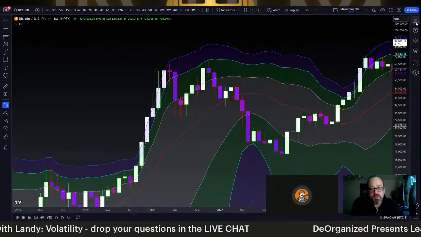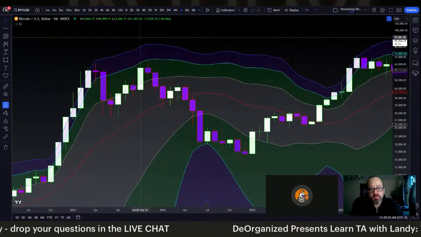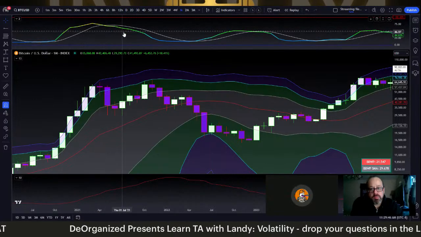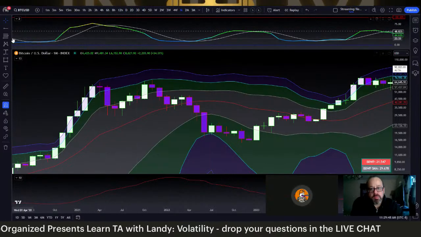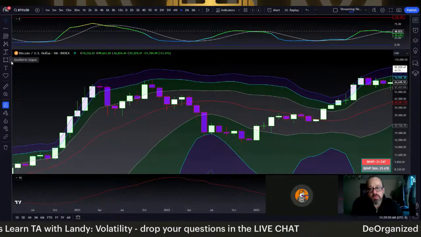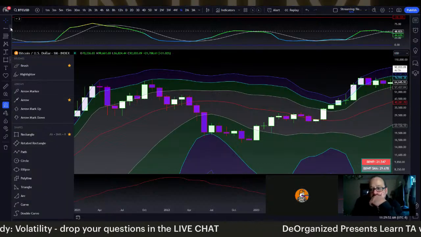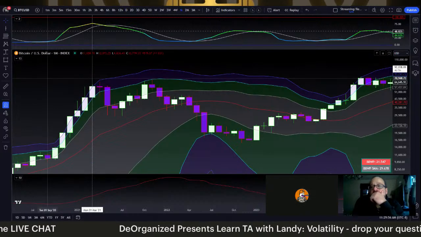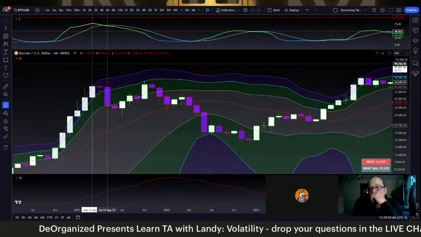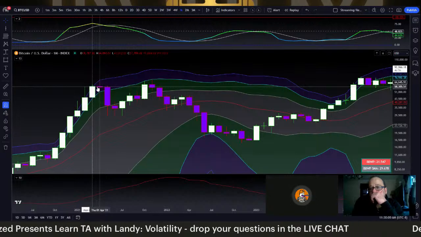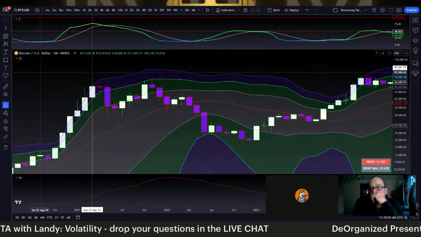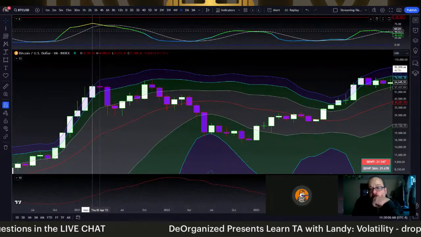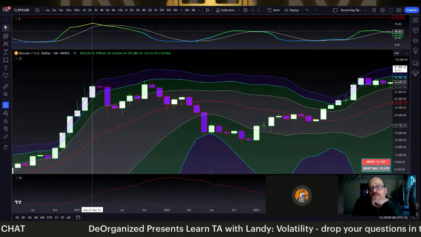And I'll give you an example. We went on this massive run, right? We crossed back over BBWP here. So we peaked BBWP back here is when we hit our peak, which is right around the high, right? It wasn't the actual high at $65,000, but it was right around it. And then you'll see that we get a crossover of BBWP under the moving average here.